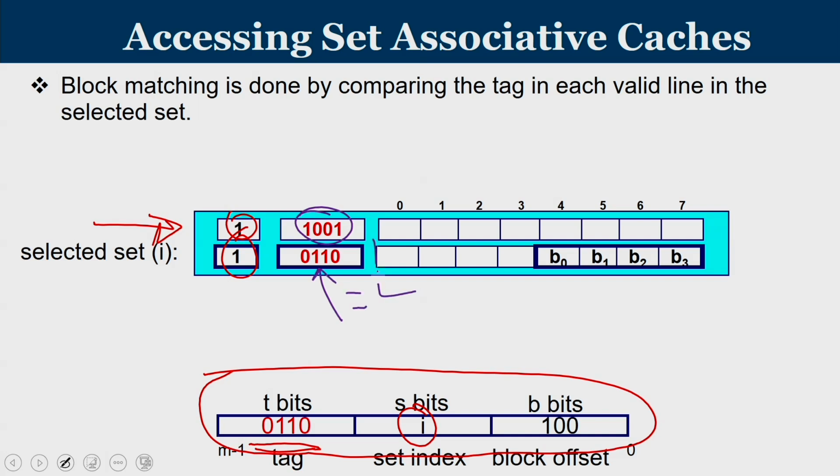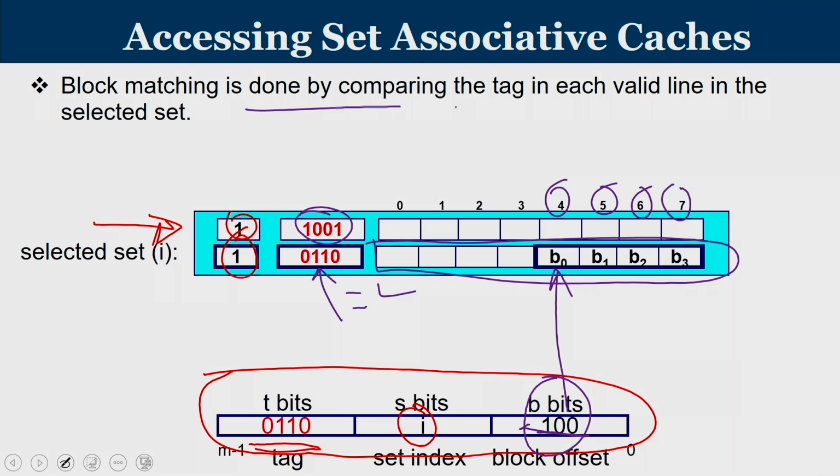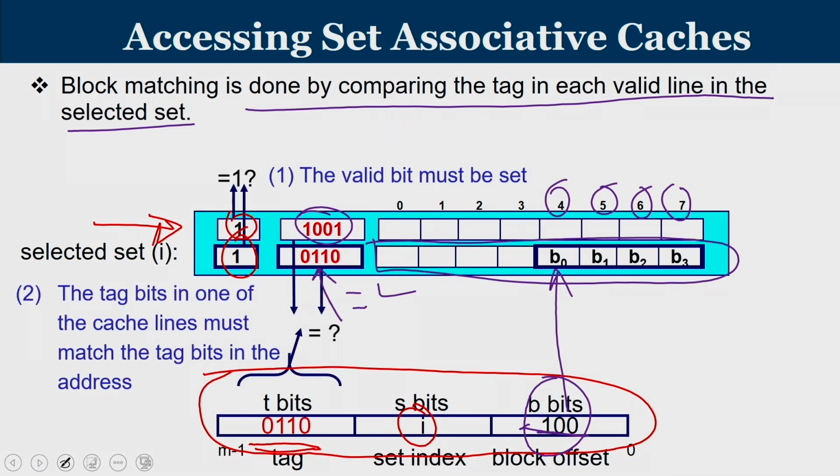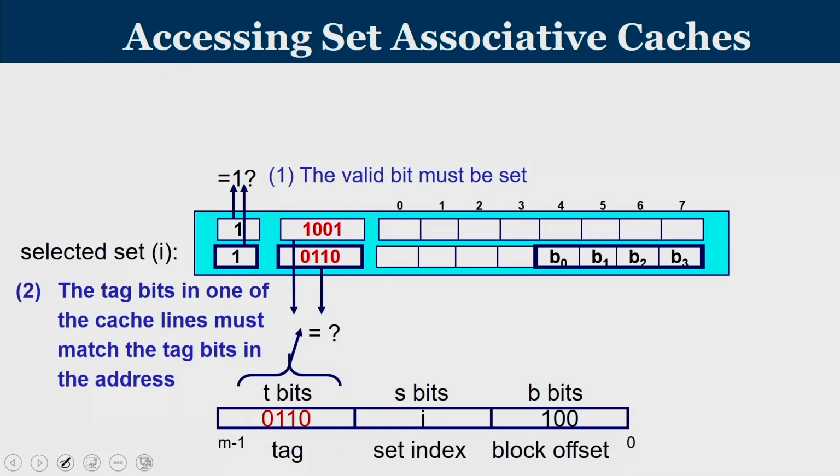Once the tag is matching, this is the data that we are looking for, but I don't know from where I have to start. The offset will tell you from where to start. Here the offset value is 4, so start from byte number 4 onwards: 4, 5, 6, 7. Those 4 bytes will give you the corresponding word. So block matching is done by comparing the tag with each valid line in the selected set. The valid bit should be 1 and the tag should match. If both conditions hold, then it is a cache hit.